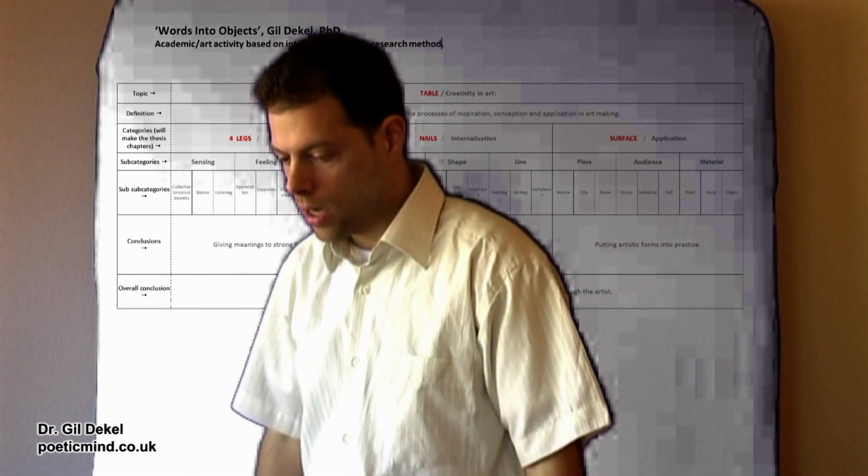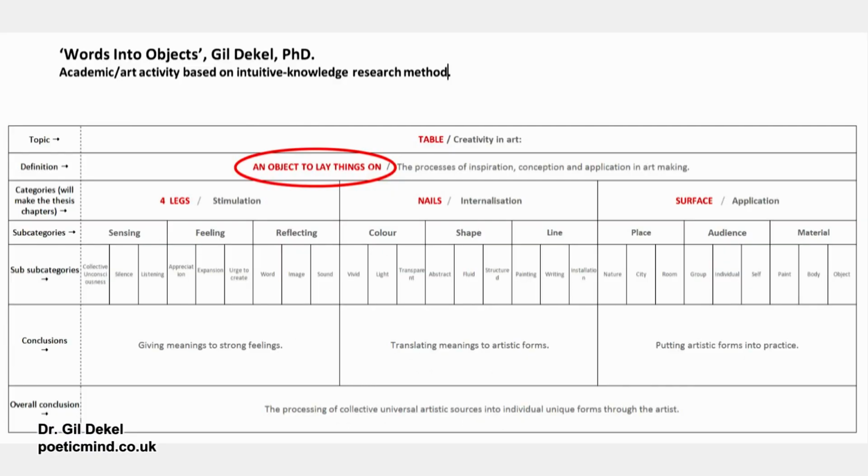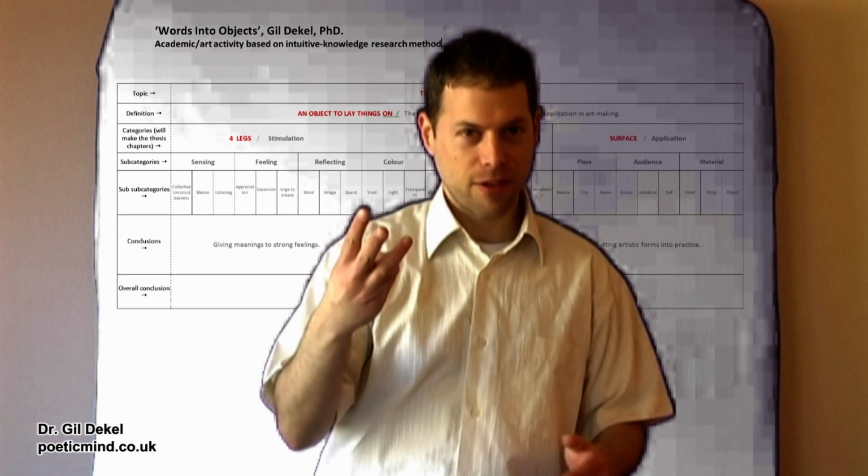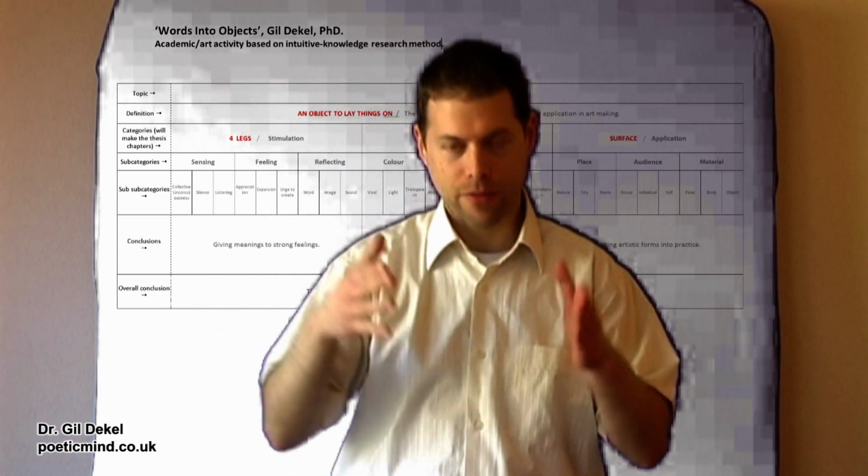So you can tell me, a table is an object to lay things on. Very simple. You must define your topic. You must be very specific about your topic, because in a PhD, you have only 3 years to do research. That's not a lot, so you have to be very specific.